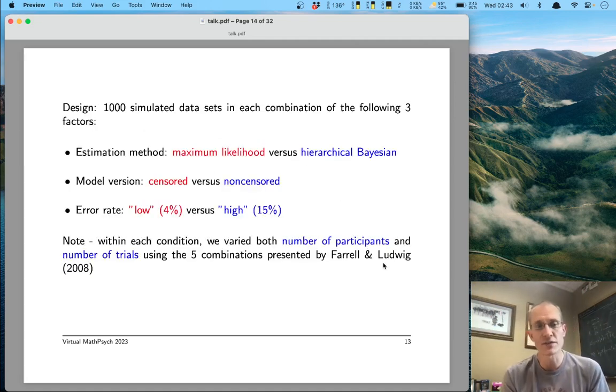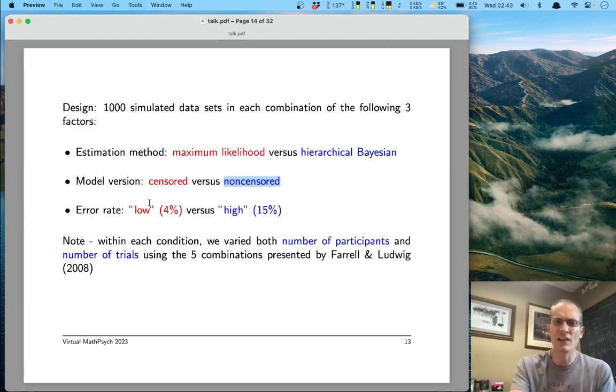So the design was as follows. We have 1,000 simulated data sets in each of the following 3 factors. I looked at maximum likelihood versus hierarchical Bayesian. I looked at censored versus non-censored. And I looked at error rates being low versus high. Now these are just totally made up labels, but I wanted to see whether smaller error rates versus bigger error rates made a difference on our estimation.